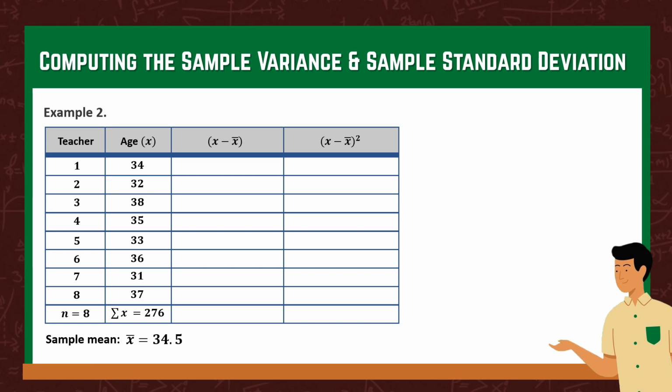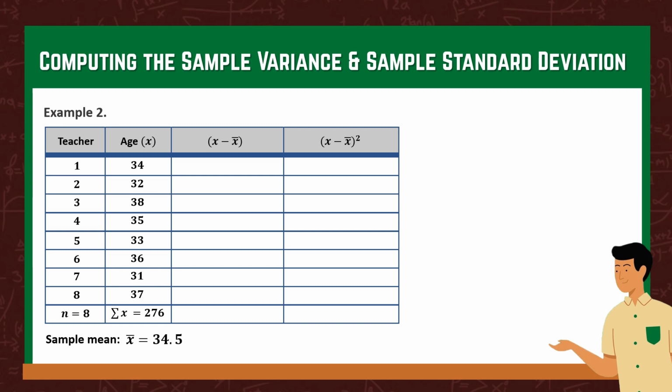So here, we should have known the sample mean. Dapat alam na natin ang sample mean. So let's review our data once again. So we have teachers 1 to 8, so that our n is equal to 8 and their corresponding age, and the sum of their ages is 276, so that our sample mean is 34.5.